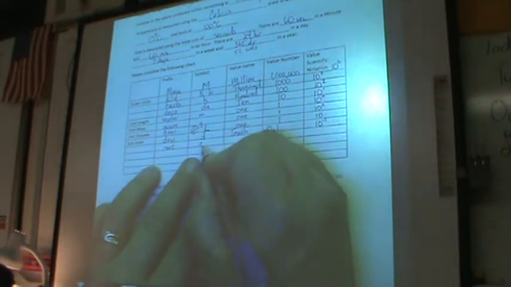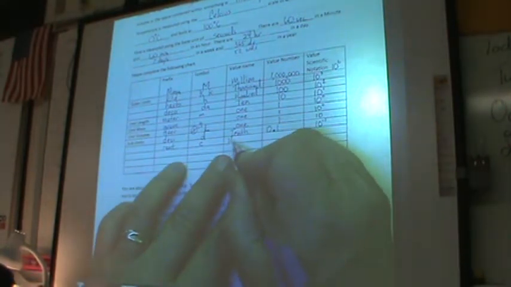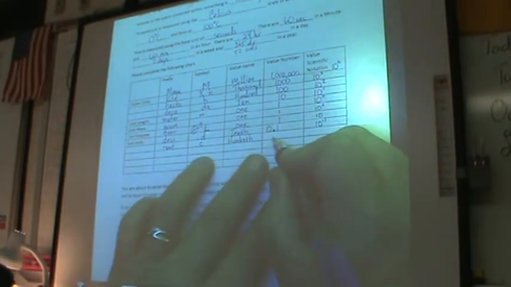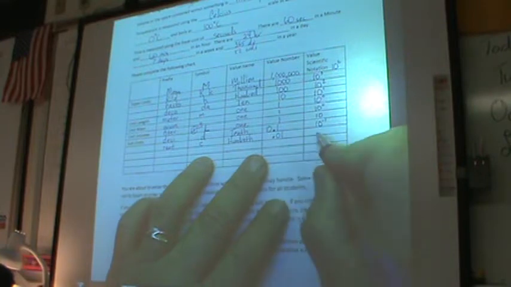Centi is the next subunit. It is a C. It is a hundredth. It is 0.01 or 10 to the minus 2.